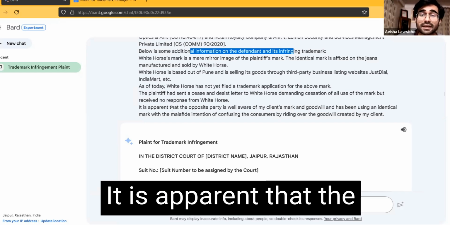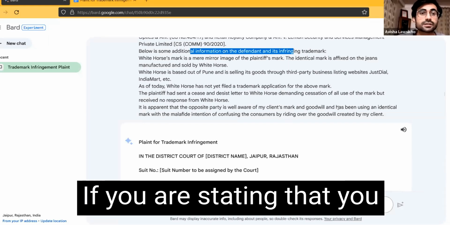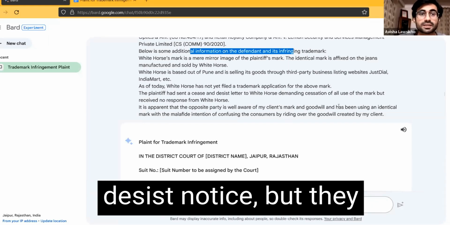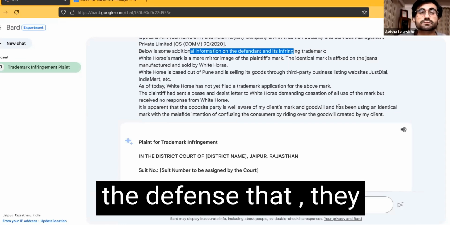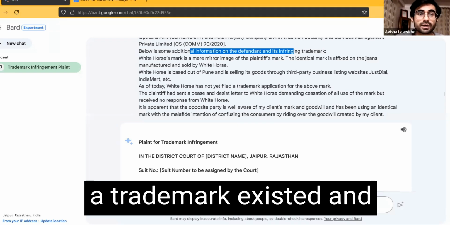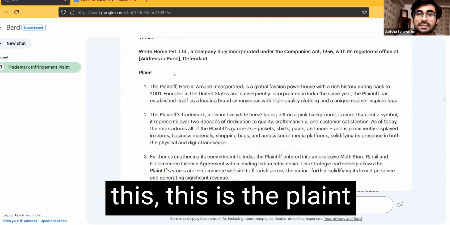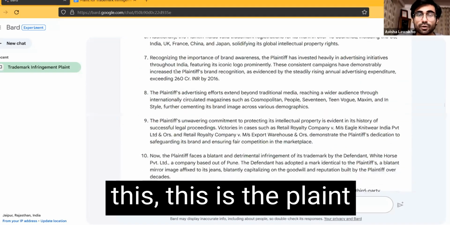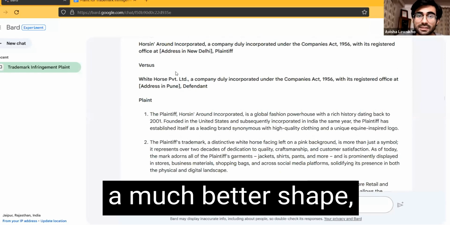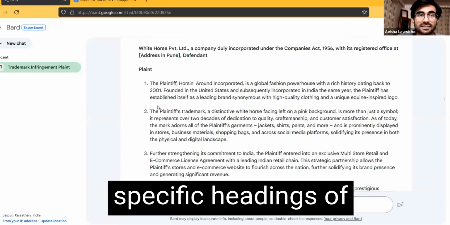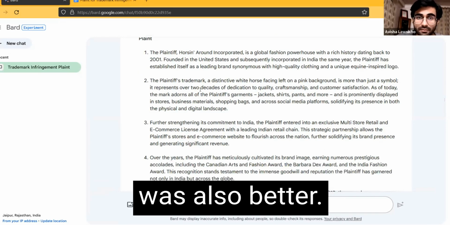Okay. It is apparent that the opposite party is well aware of my client's mark and goodwill. If you are stating that you have sent a cease and desist notice, but they did not respond, they will not be able to take the defense that they did not know that such a trademark existed and it was merely incidental. Now, on the basis of this, this is the plaint that I got, which was in a much better shape, I would say, because again, there were no specific headings of paragraphs or anything. And the language was also better.